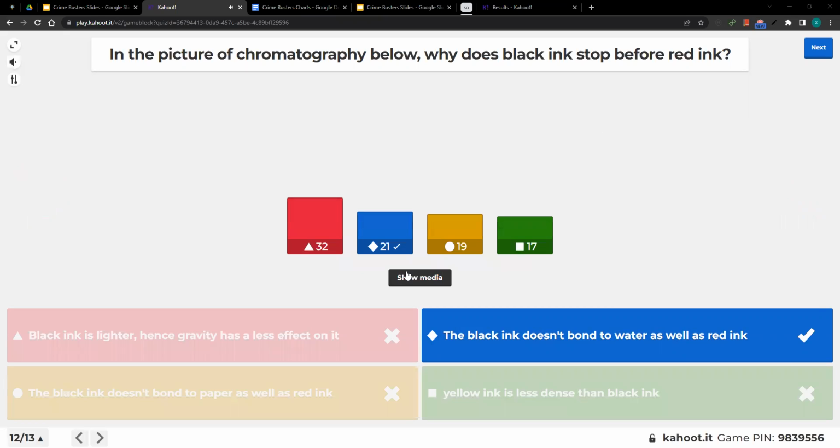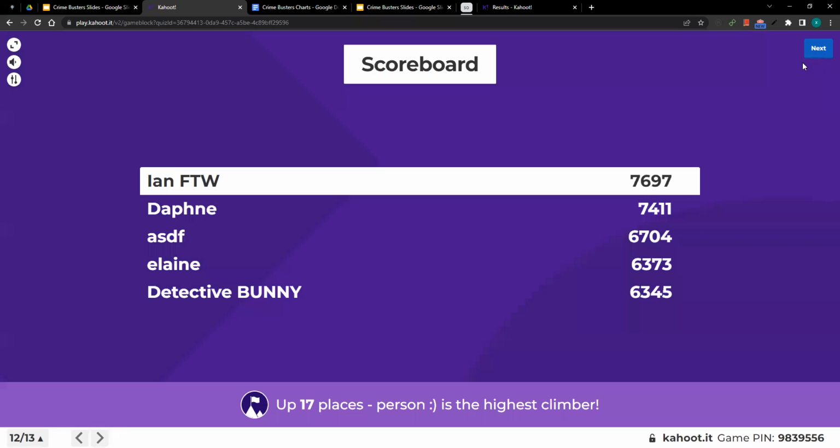Yeah, so in that image, you can see that when the ink was going down, the yellow ink was able to bond with the solvent, such as water or alcohol, much better than the black ink, which didn't bond to water as well, which means that it wasn't able to travel down the paper as well. Of course, gravity will have some effect on it, but I don't think gravity is big enough to make a considerable impact.